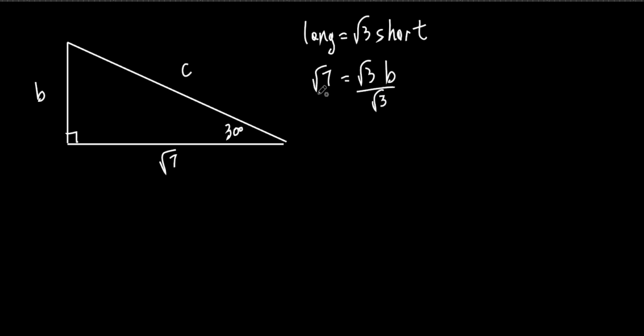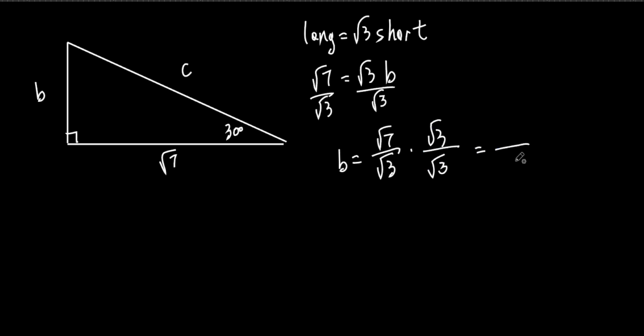So we divide by the square root of 3. We divide by the square root of 3. Everybody with me? So what's B equal to? It's the square root of 7 over the square root of 3. Right. You don't like the square root of 3 on the bottom. So what are we going to do? Multiply top and bottom by square root of 3.